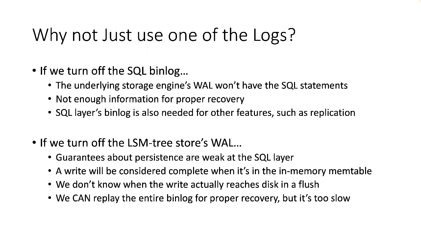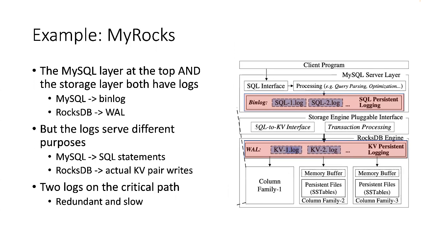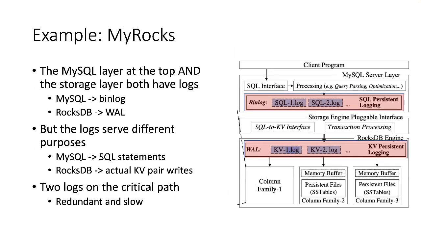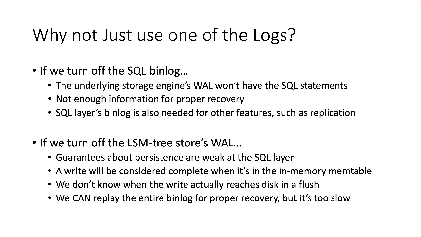If we turn off the WAL at the bottom, it can actually work, but there are a few issues. First, if we turn off the log at the bottom storage layer, the guarantees about persistence become a little shaky. For example, in this RocksDB setup, if we turn off the WAL, when a write goes to the memory buffer, the layer at the top will say that it's complete. But as we know, these memtables at the RocksDB layer are not flushed until later. So we don't really know if something is persistent or not when it will be declared persistent at the upper layer. And that's the main problem.